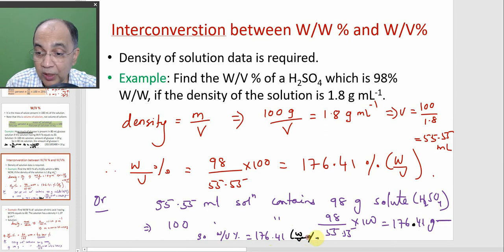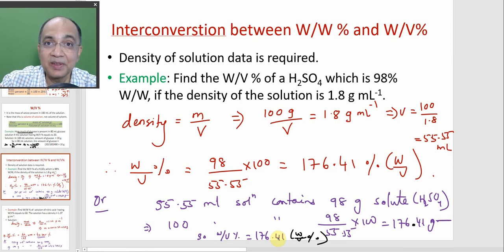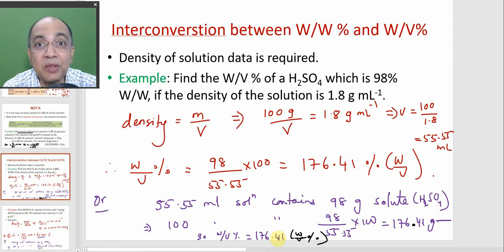Remember, W by V percent of a particular solution is greater than W by W percent, because the density will definitely be greater than 1. So if density is definitely greater than 1, then the volume will be definitely less than 100. If the volume is less than 100, that is in the denominator, then definitely the W by V percent will be greater than W by W percent, right?